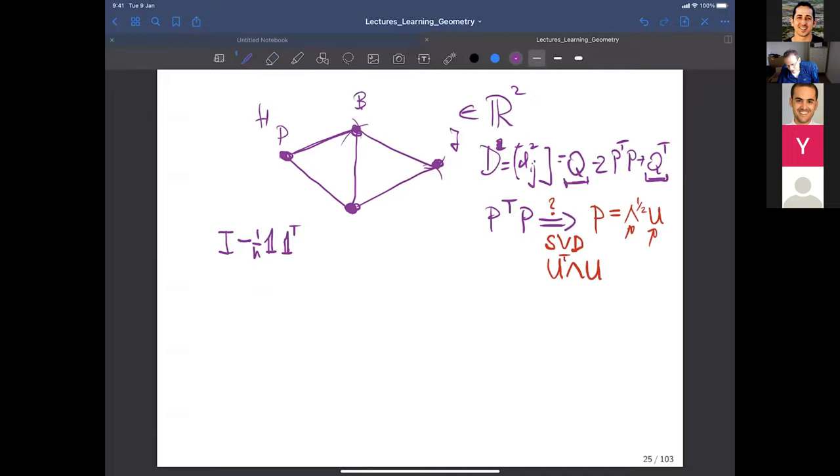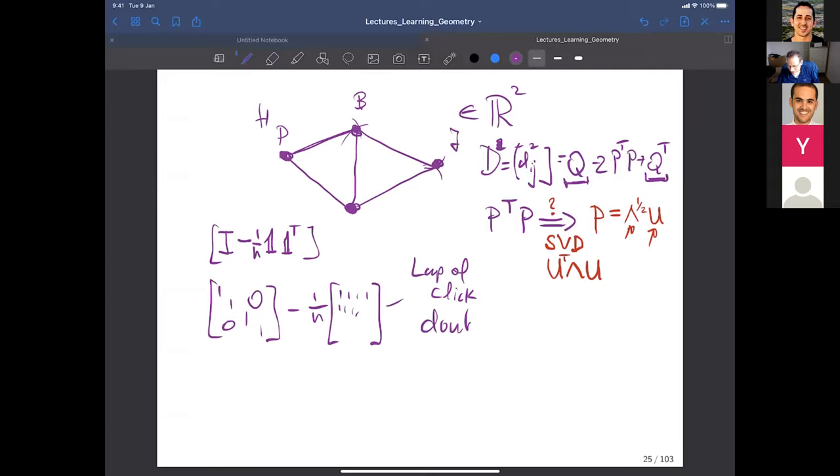I mean, what you'd have here is identity minus 1/n that multiplies a full matrix of ones. Okay, and this is called the Laplacian of the clique, or double centering matrix. Let's denote it as J, as capital J, okay?